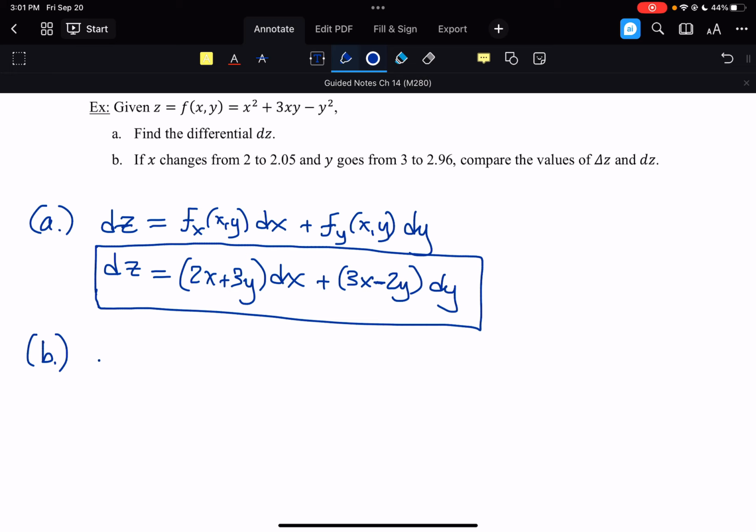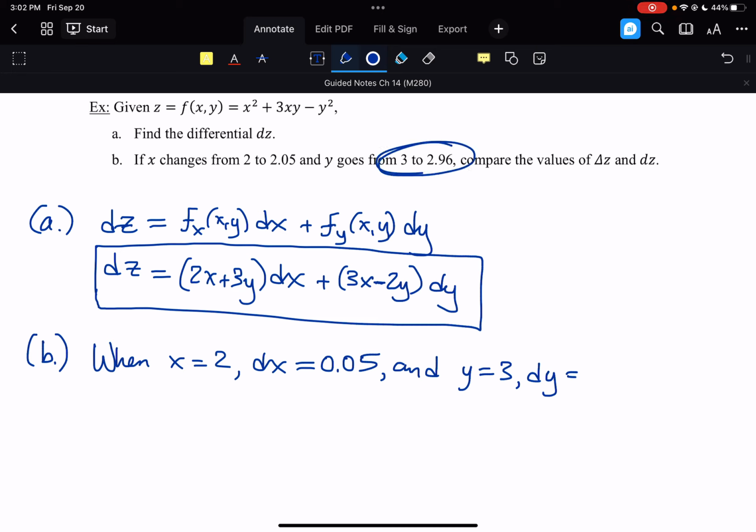So that means when x is 2, dx is the change in x. Dx is not 2.05. It's the change in x from here to here. So the dx value will just be 0.05. And y is 3 with dy, again, not being 2.96, and also not just being 0.04, but being negative 0.04, because the value went down. So negative 0.04.